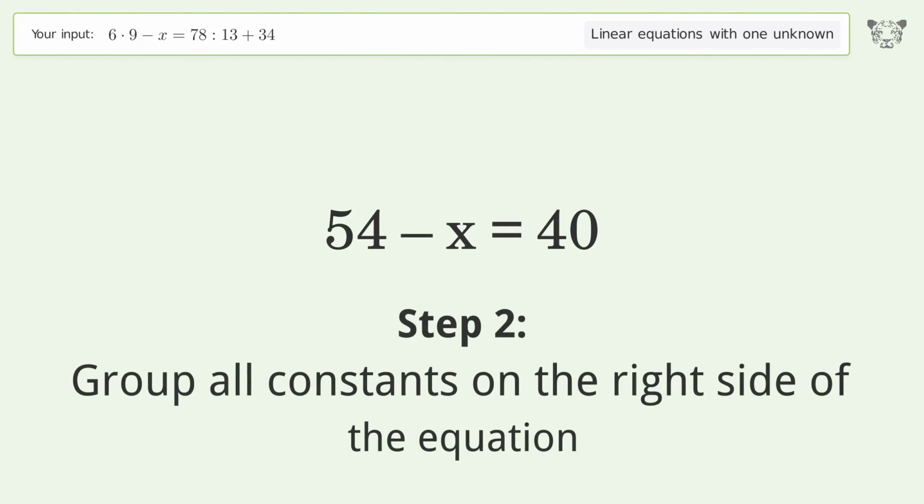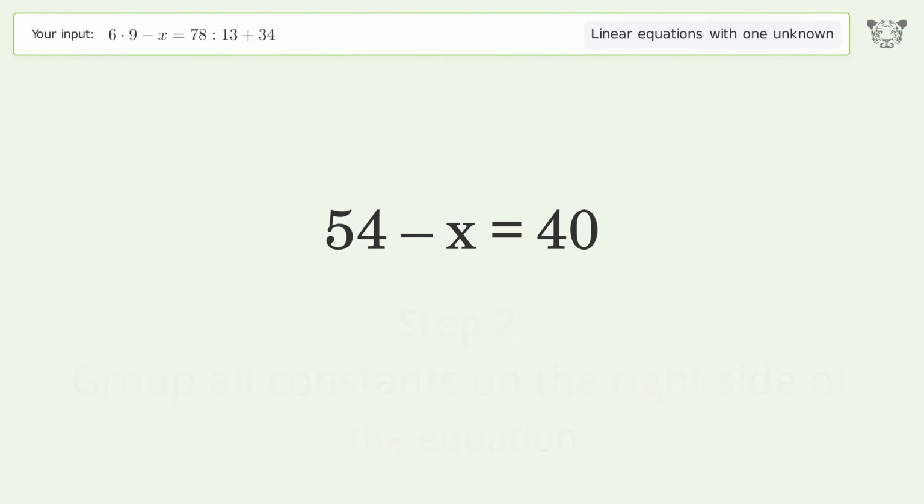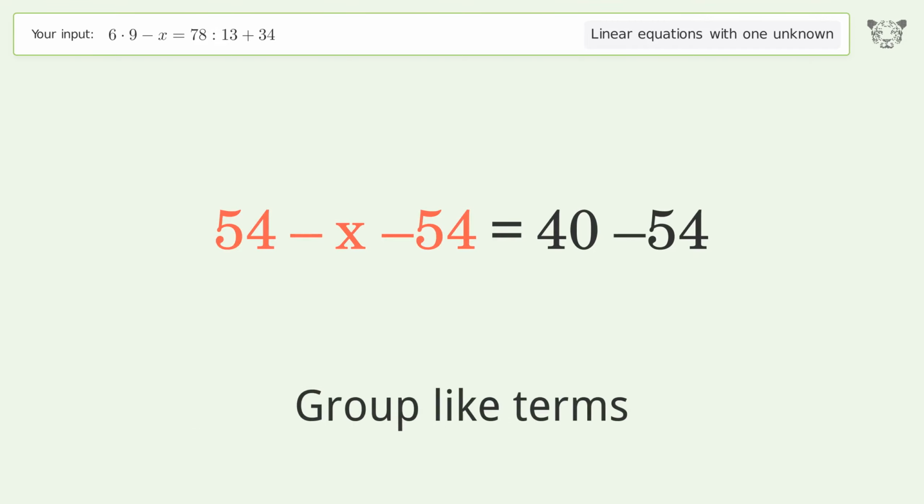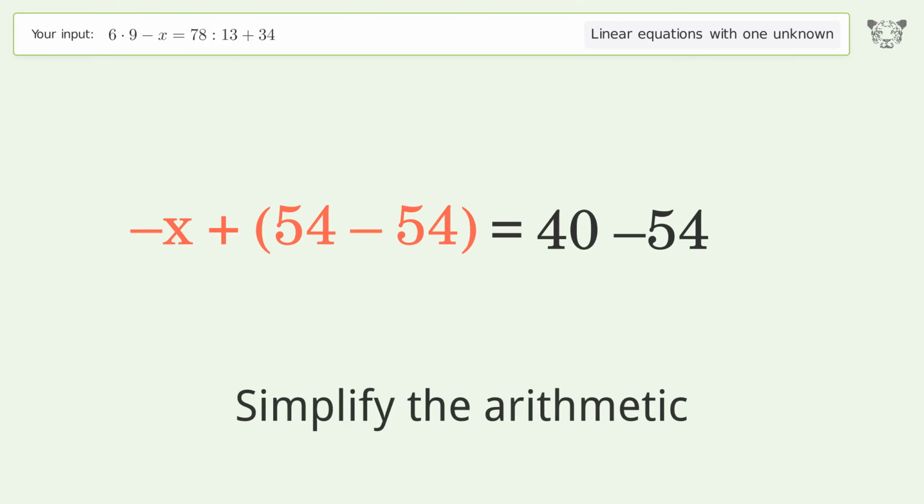Group all constants on the right side of the equation. Subtract 54 from both sides. Group like terms. Simplify the arithmetic.